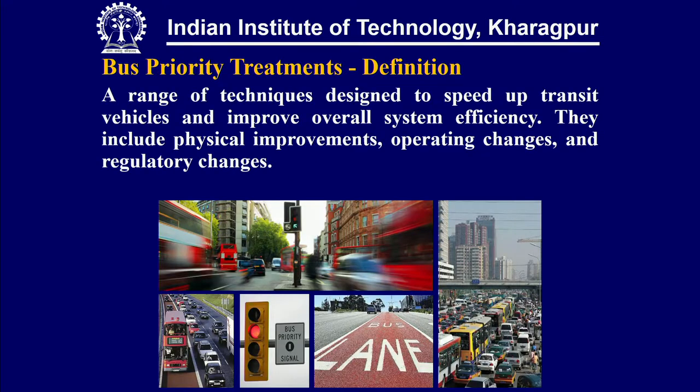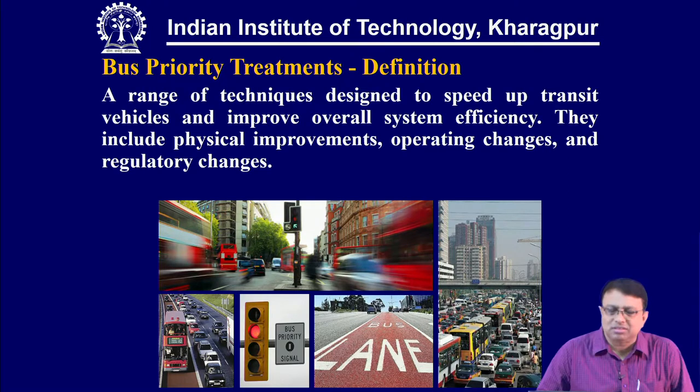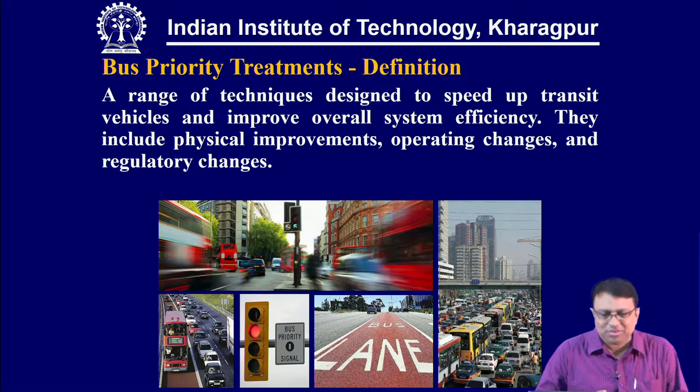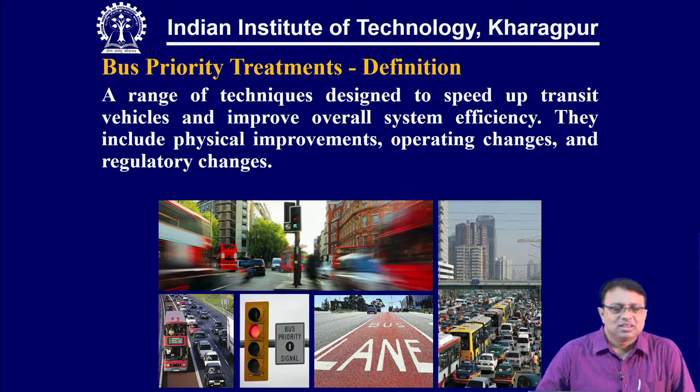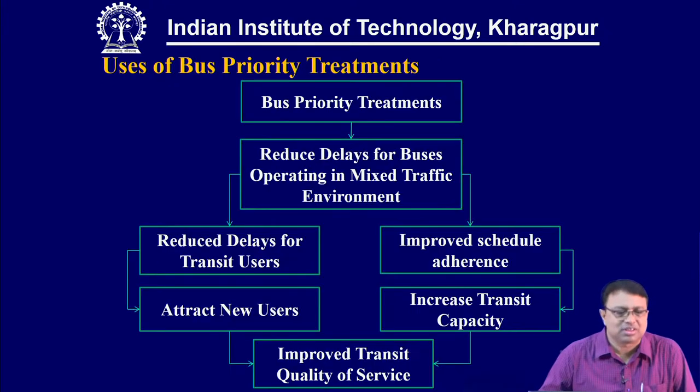So first, you know that a range of techniques designed to speed up transit vehicle and improve overall system efficiency can be called bus priority treatment. So the basic thing is any techniques which can speed up transit and improve overall system efficiency. That means you do something, but not too much at the cost of others, right? So that's what is overall system efficiency. They could be physical improvement, operating changes, or regulatory changes. Now, in the next few slides, I'm going to discuss each of these.